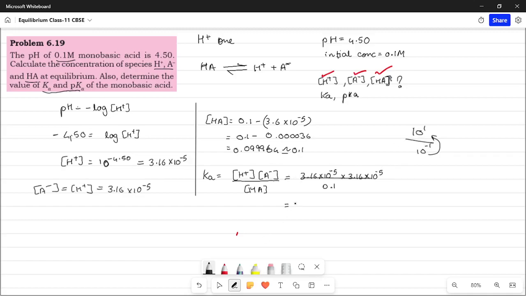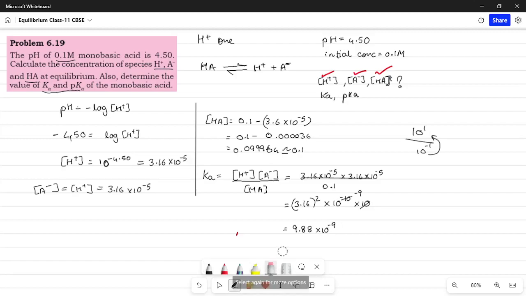So it's 3.16 squared into 10 to the power minus 10 into 10. Now we can change this to the power minus 9. And then 3.16 squared gives us 9.88 into 10 to the power minus 9. So we've been able to calculate the value of Ka.